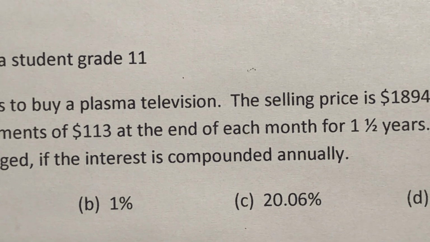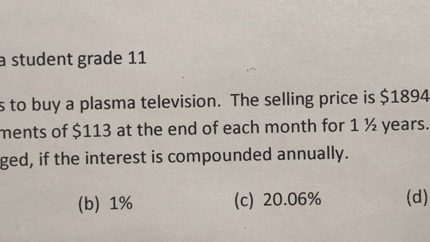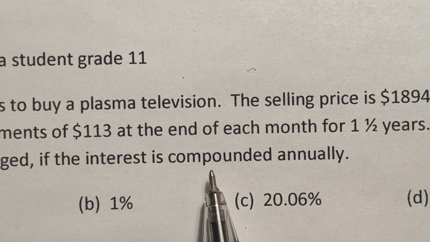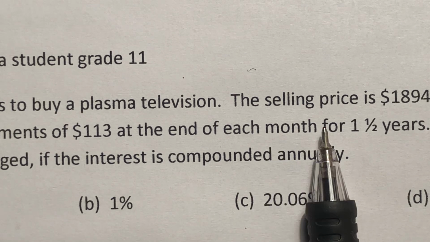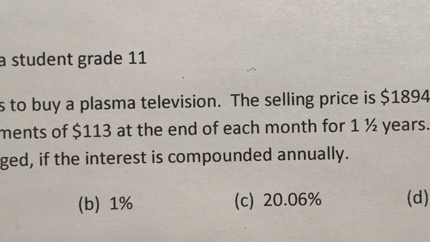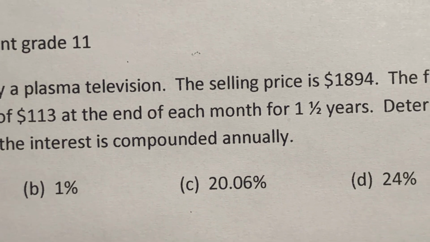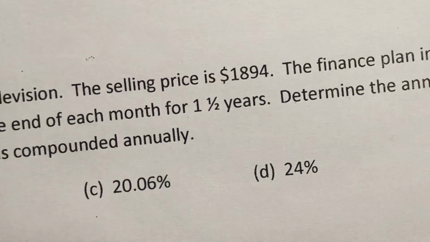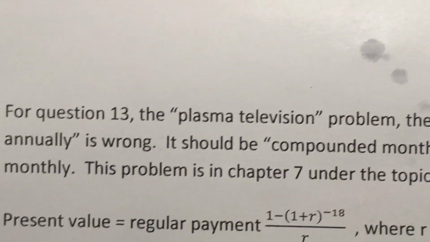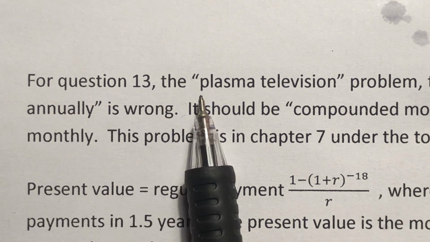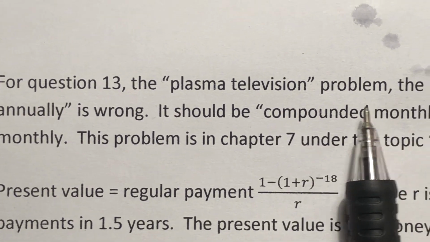Therefore, I change the wording. I change this to the interest is compounded monthly. Then I can do it. So here is the solution. Not in detail, but I gave the outline. This is question 13, the plasma television problem.